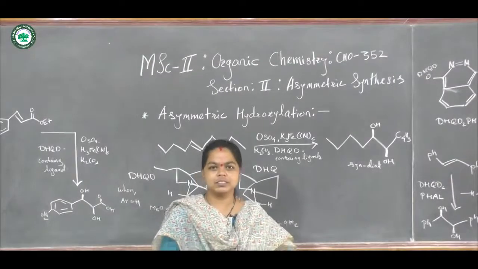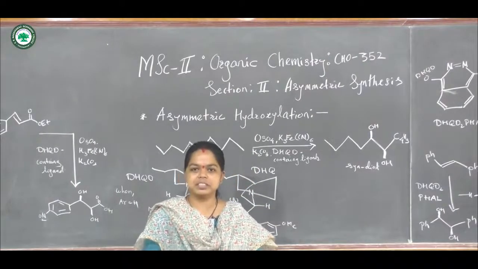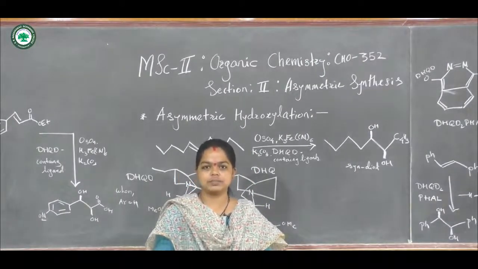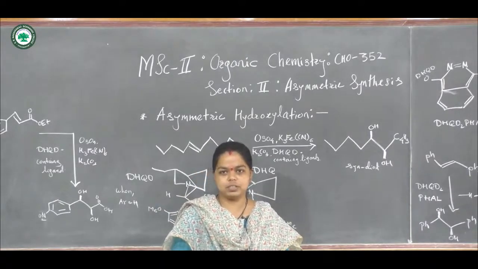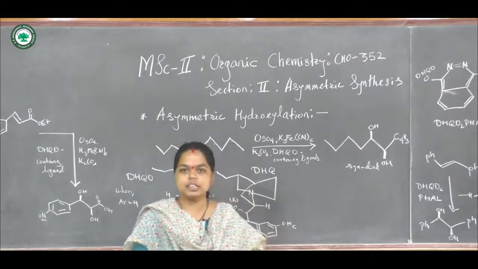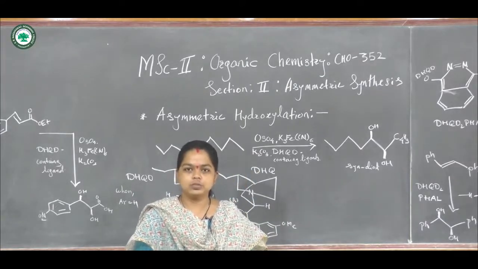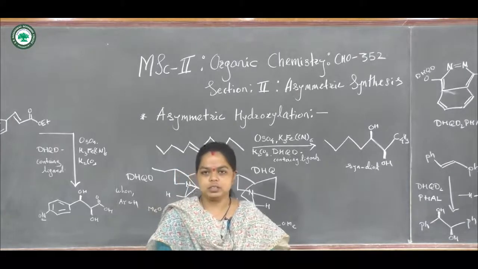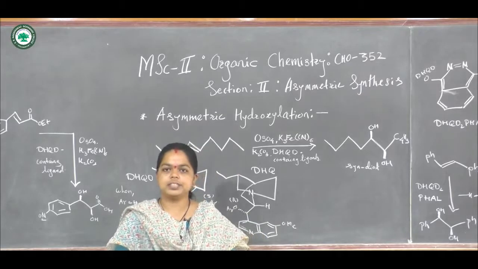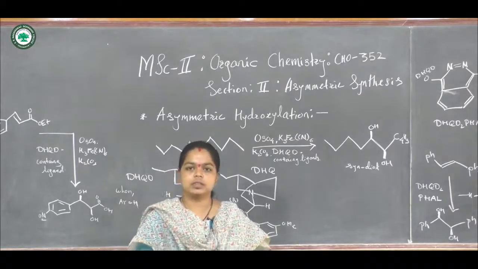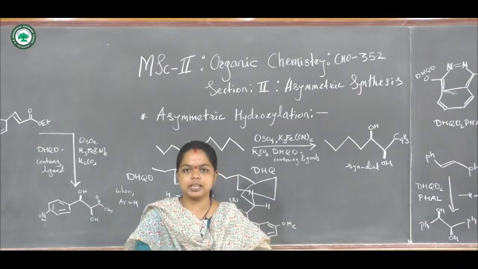Hello everyone. Today we are going to study the next asymmetric synthesis reaction. It is the asymmetric hydroxylation reaction. Hydroxylation is the addition of the OH group to a double bond to form the diol. The hydroxylation reaction can be carried out with different reagents such as osmium tetroxide, KMnO4, etc. That gives the syn hydroxylation.